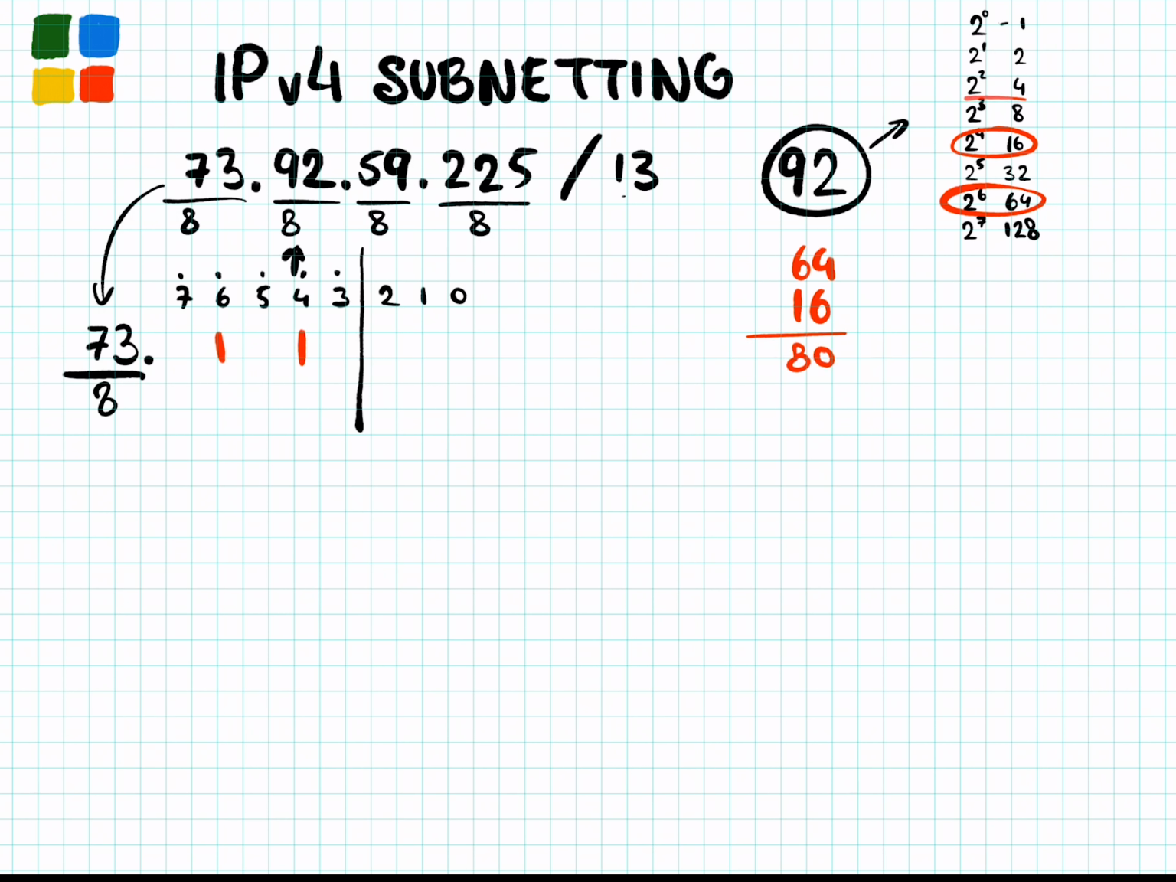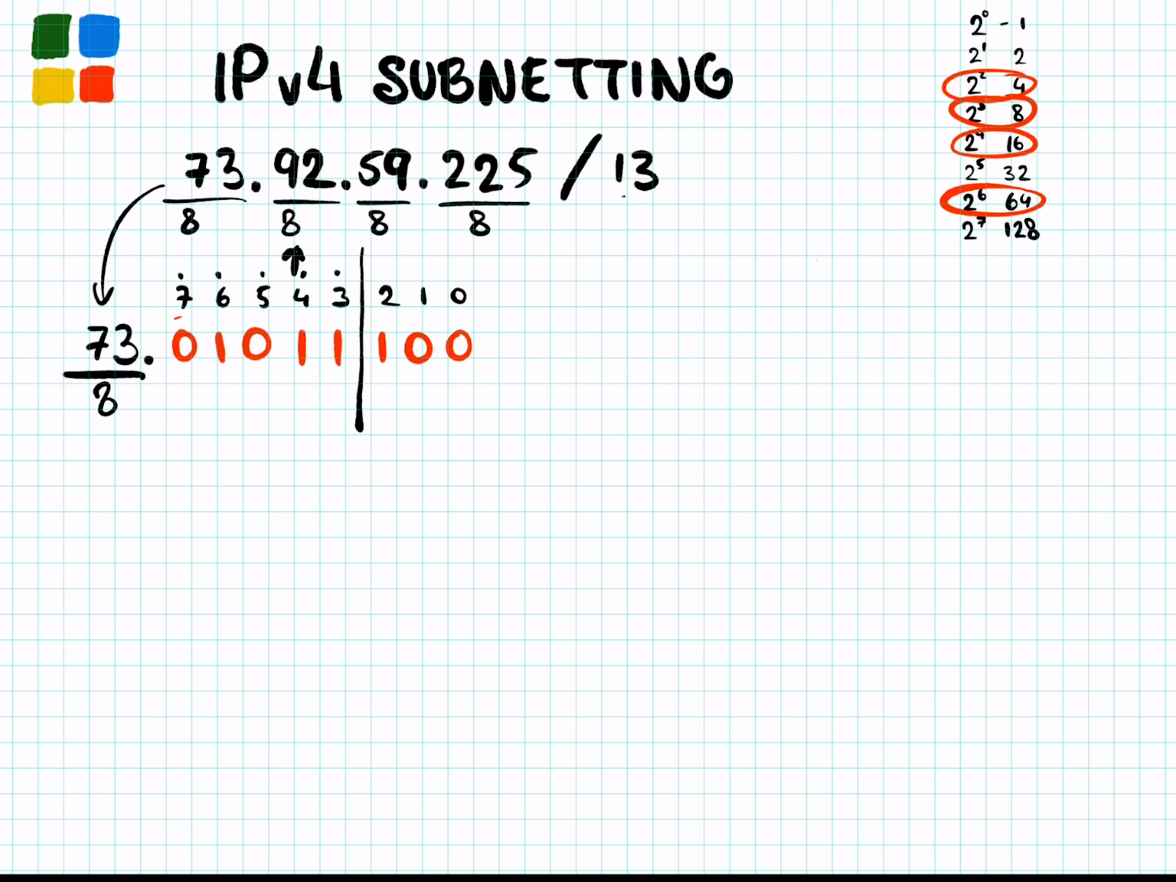So we would add 1 more. We would add 8, which is still not enough, because this becomes 88. We used 8, so we need to add 1 here. Then we need to use 4, and now it becomes 92, which is what we need. We used 2 to the power of 2, so we add 1 here. And for the remaining numbers, we will put all zeros. So what we did right now is we showed the number 92 in binary.